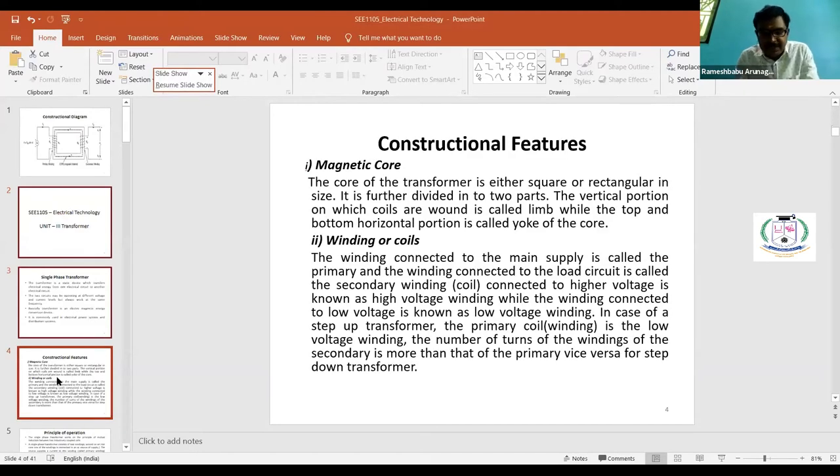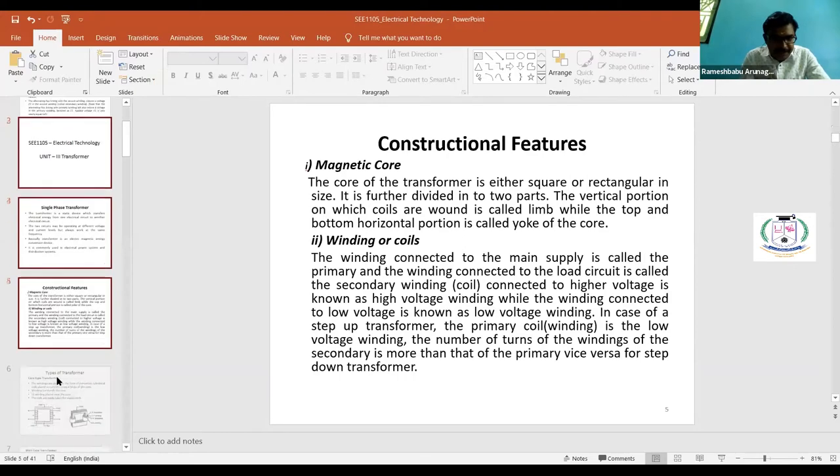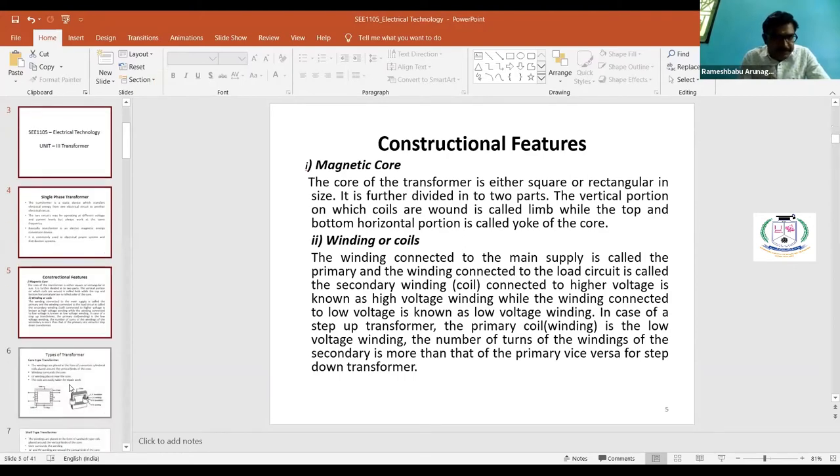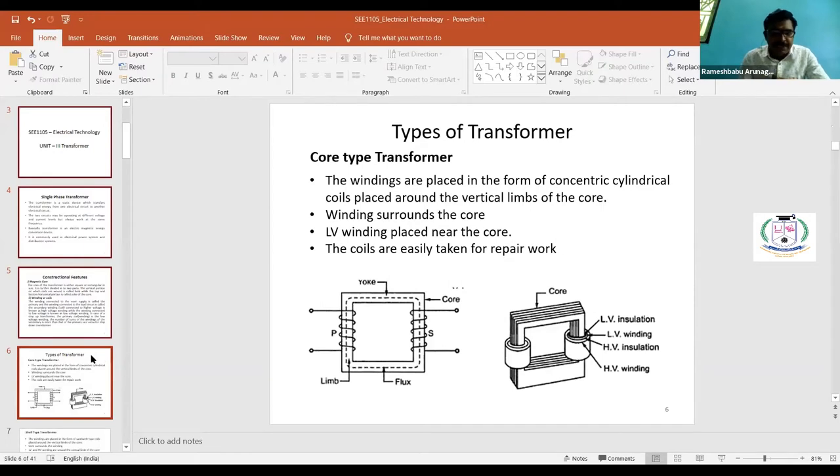So this is the construction detail that we discussed just now. There is a core and winding, which we discussed already, and then the principle of operation. Next, types of transformer. There are two types of transformers available: one is the core type transformer, the other is the shell type transformer. One by one we will discuss now.